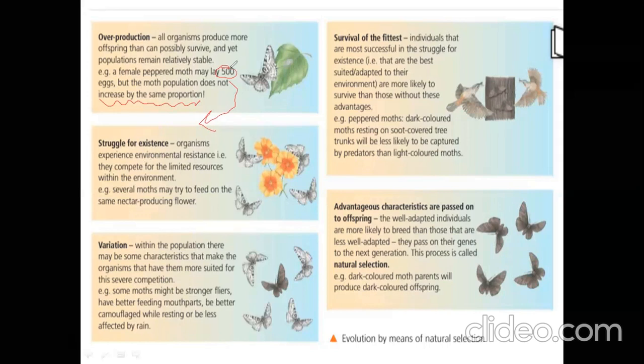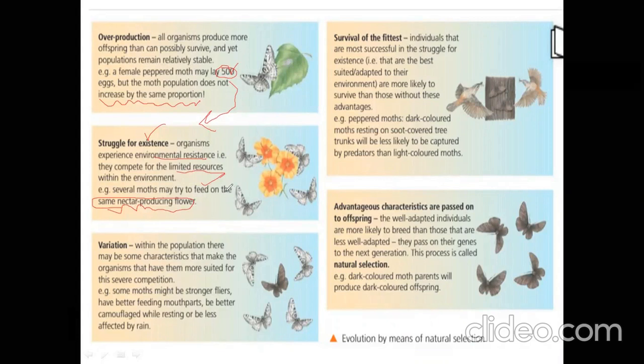Now, there is also competition between their own offspring. So this is called struggle for existence. Organisms experience environmental resistance, so they compete for limited resources within the environment, resources that are less in the environment. For example, food: they compete for food. Several moths may try to feed on the same nectar-producing flower. The one having good adaptation will reach that food, the others will not.